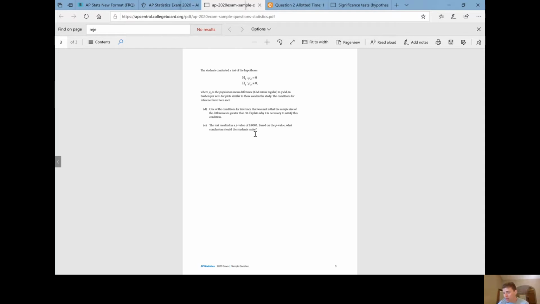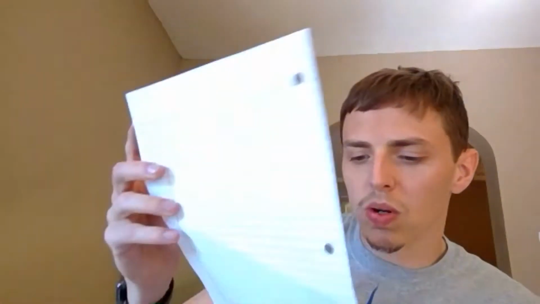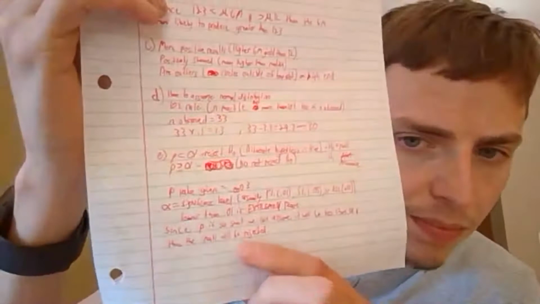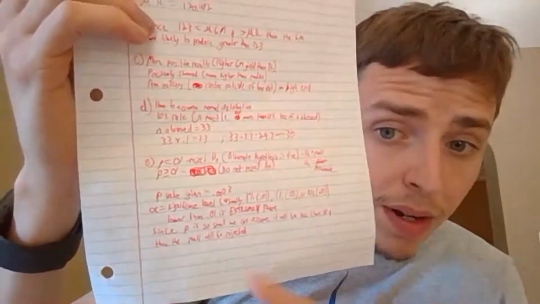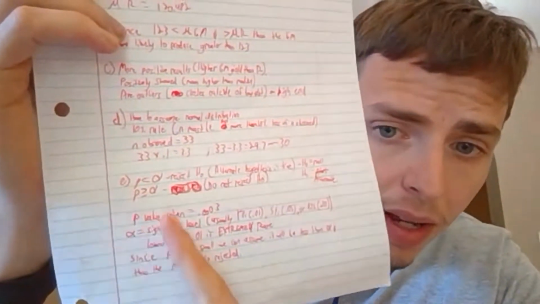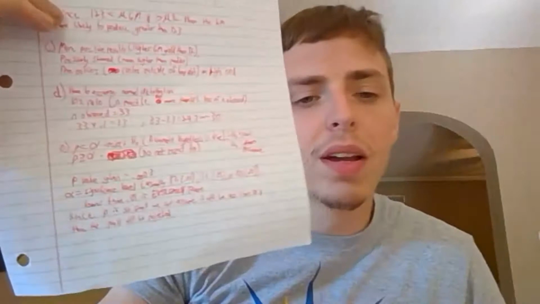So I'm going to switch back off the screen sharing here. When we're talking about that, there's a few things that we need to know. They're given already that my p-value is 0.0003. So that's one of those things.